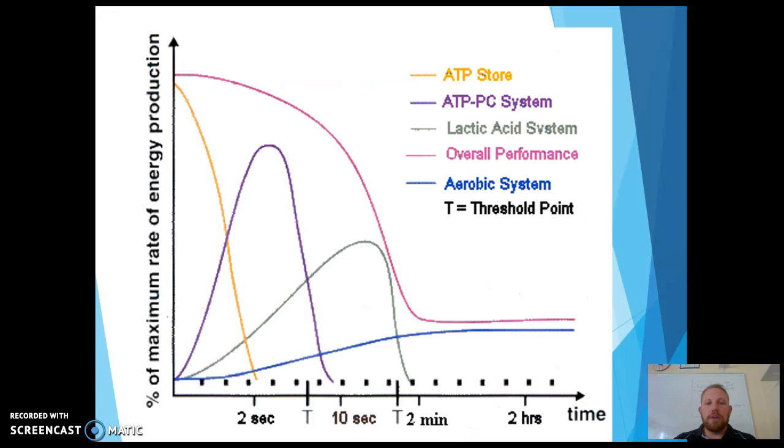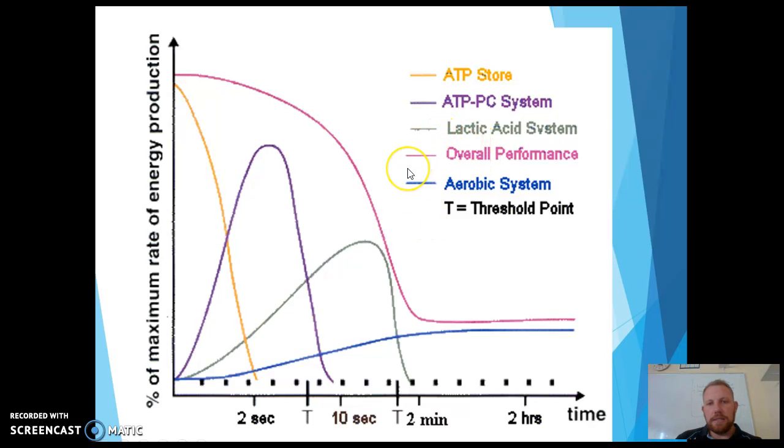So here's a really important graph to understand, and this is the three energy systems in the ATP store. So we can see the ATP energy gives you huge amounts, but it dives really quickly. But the three that I want to really look at is the ATP PC system, which goes up. It's very, very explosive, and it peaks at about 6 or 7 seconds, and it starts to decline when we get up to about 10.